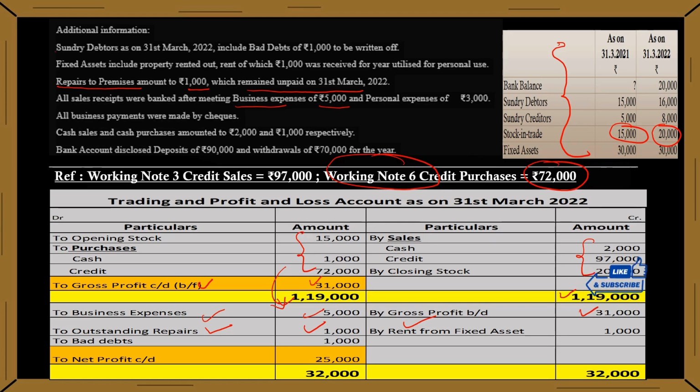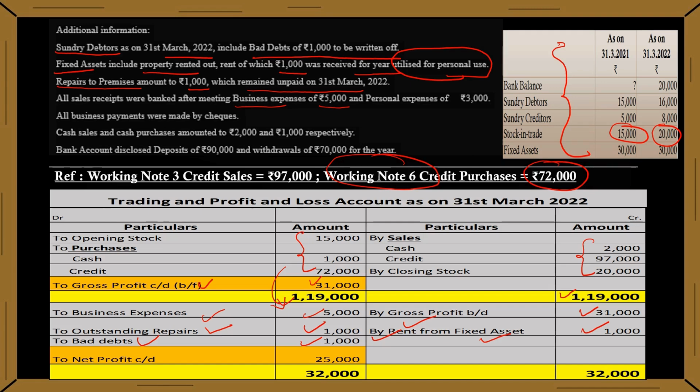And first point, if you see, sundry debtors as on 31st March 2022 include bad debts of 1,000 to be written off. So bad debt should also be taken to the debit side of the P&L account. Bad debts, 1,000. Next, the second point: fixed assets include property rented out, rupees 1,000 was received for a year, utilized for personal use. This we will see later. Rent we have received from the fixed asset, that is an income, right? So take it to the credit side of the P&L account. By rent from fixed asset, 1,000.